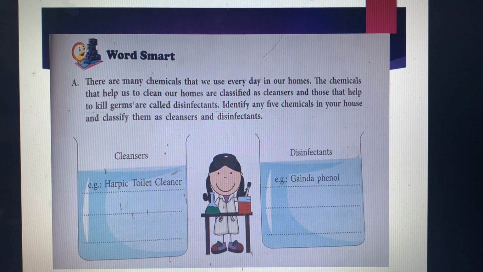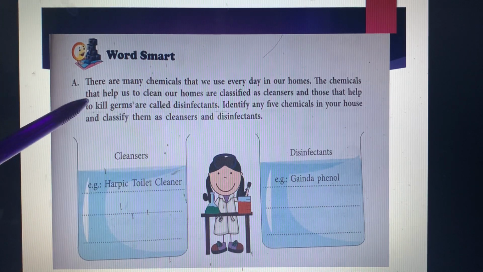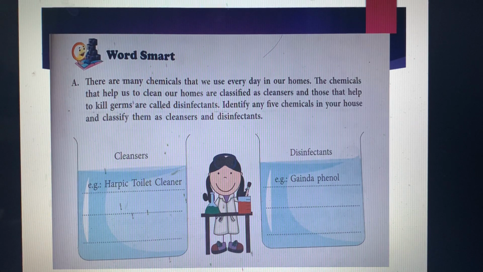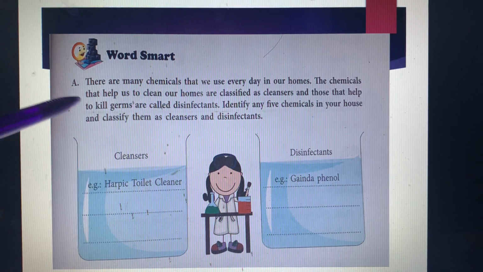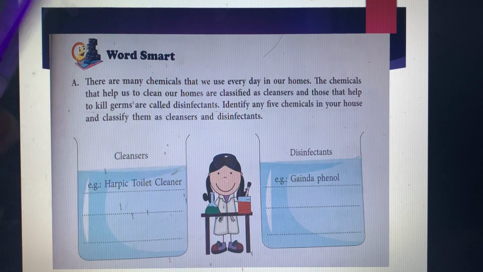We use Mr. Muscle also, Clean Off, Dettol, Clean and Well. These all are chemicals. The chemicals that help us to clean our homes are classified as cleansers, and those that help to kill germs are called disinfectants. But those that kill germs, like mosquito spray, which kills germs and mosquitoes, that is basically known as disinfectants. Identify any 5 chemicals in your house and classify them as cleansers and disinfectants.